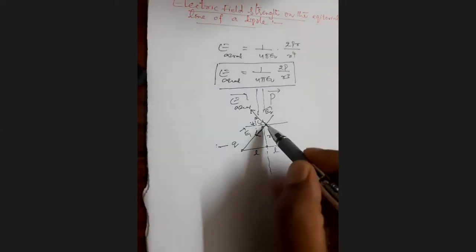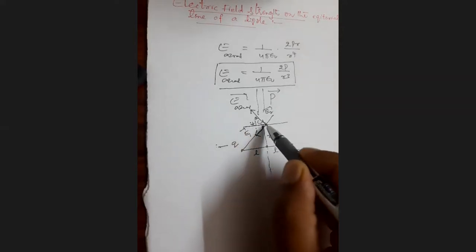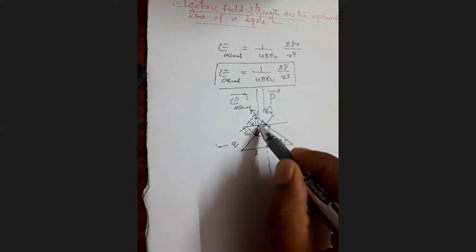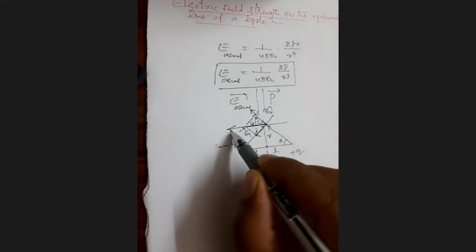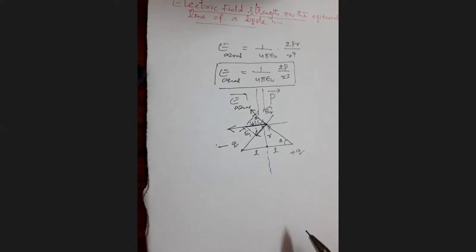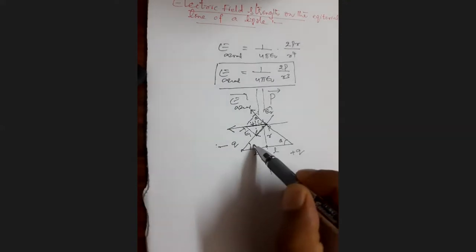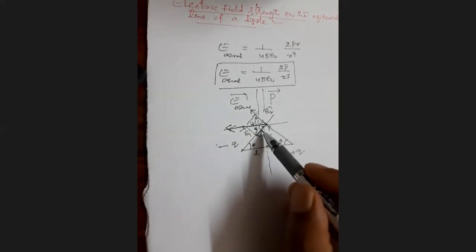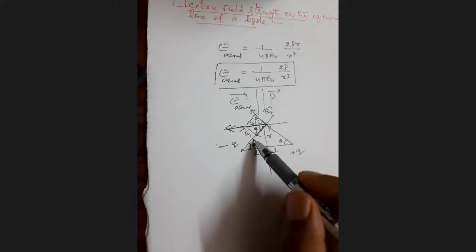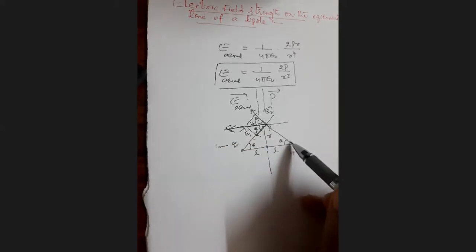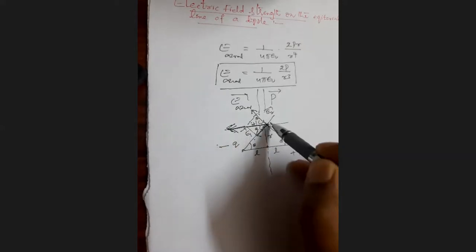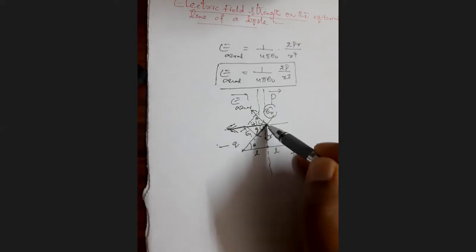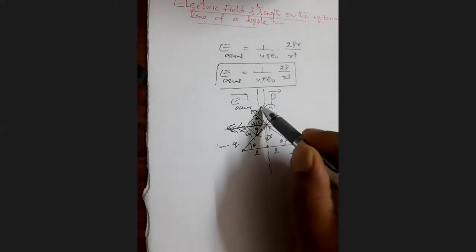Then the resultant direction would be along the diagonal. If you consider these two as adjacent sides of a parallelogram, then the diagonal passing through the same point represents the resultant direction. Here, if this is angle theta, then this will be theta. This component would be E1 cos theta in this direction, E1 sin theta in the downward direction. For the field E2, E2 cos theta in the same direction, E2 sin theta upwards.